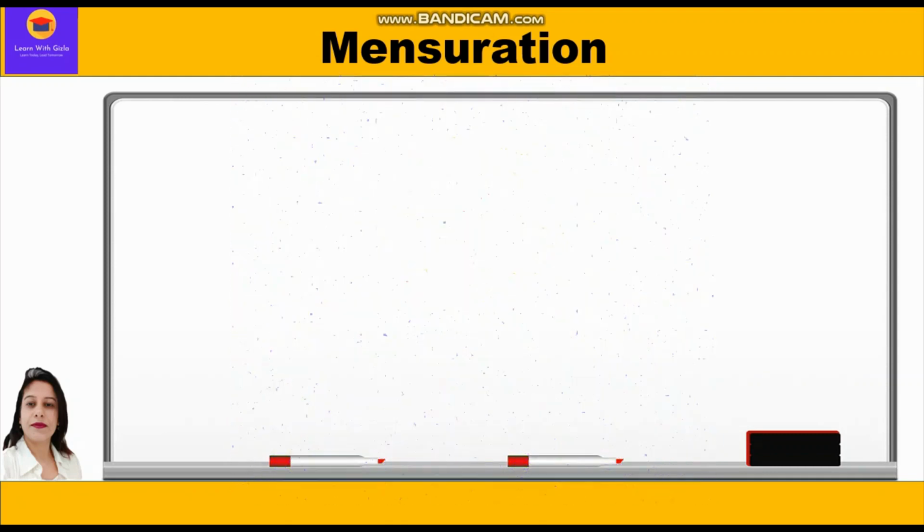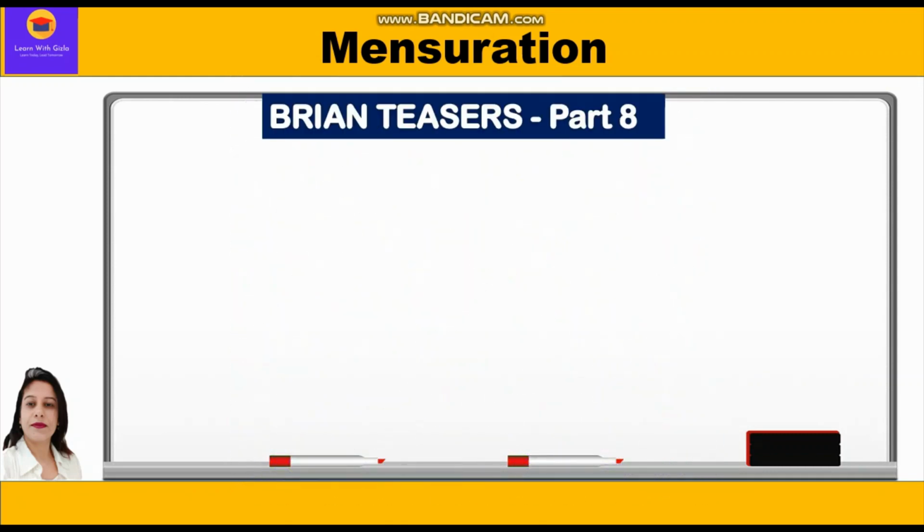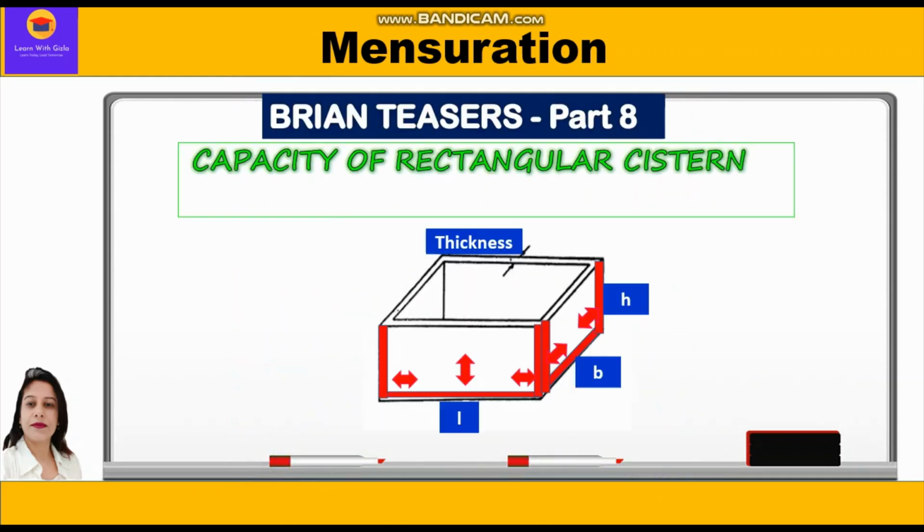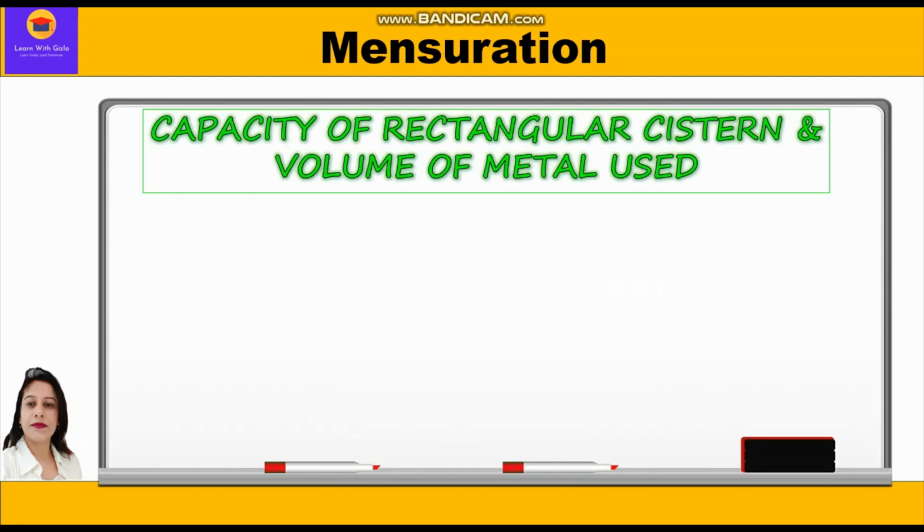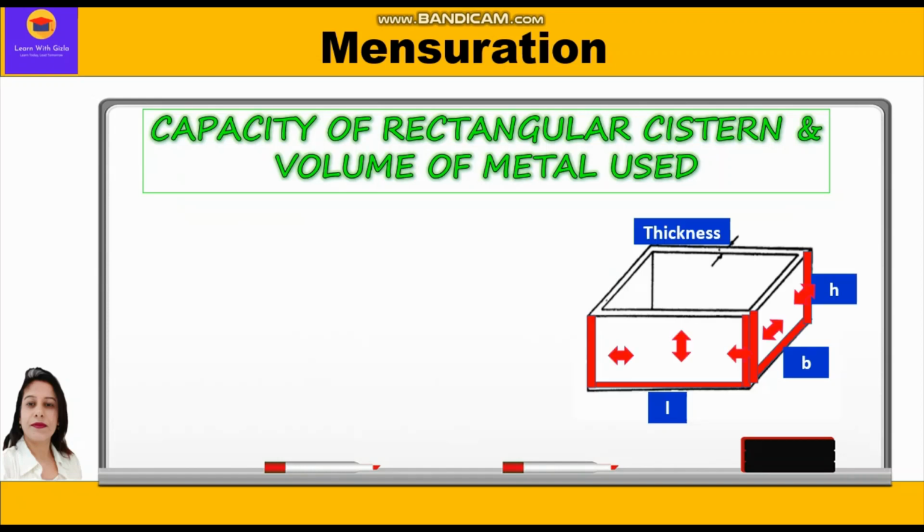In this video of mensuration, we shall take up a question related to capacity of rectangular cistern and volume of metal used to make this cistern. Now cistern is a tank used for storing purpose. Whenever a thickness is given to us, we always have outer dimensions and inner dimensions. That means because of this thickness, we have the inner volume and the outer volume.